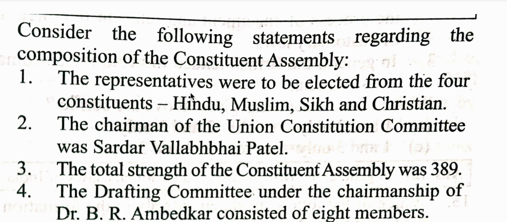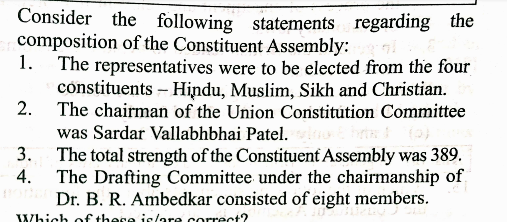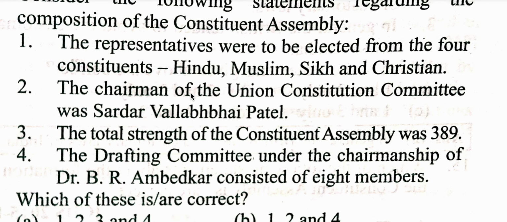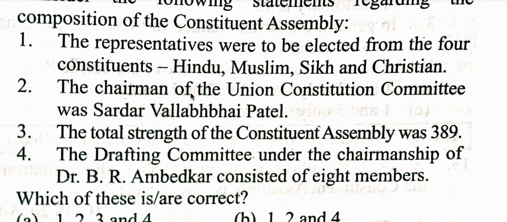11th question, consider the following statements regarding the composition of Constituent Assembly. The first statement is the representatives were to be elected from the 4 constituents, that is Hindu, Muslim, Sikh and Christian. Second statement, the chairman of the Union Constitution Committee was Sardar Vallabhbhai Patel. Third statement, the total strength of the Constituent Assembly was 389. Fourth statement is the drafting committee under the chairmanship of Dr. B.R. Ambedkar consisted of 8 members.